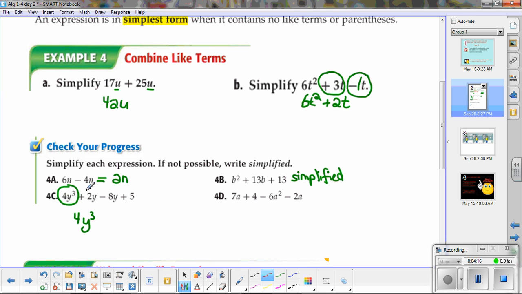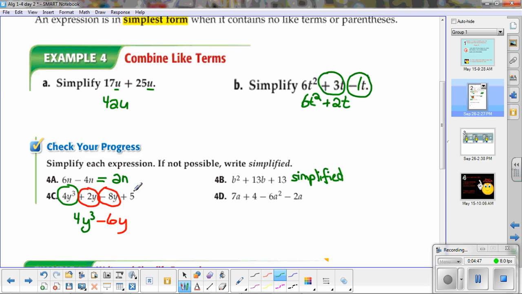Now you can either use a different color or a different shape to put around the next one. We have a y, and we also have another one right here. So we have a positive 2y and a negative 8y. Remember to always include the sign in front of the term. So we have a positive 2y and a negative 8y. When we add those two together, 2 plus a negative 8 is negative 6. Since it's negative, we're going to write minus 6y.